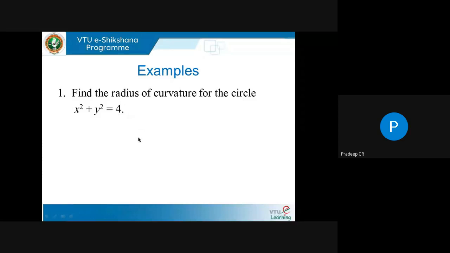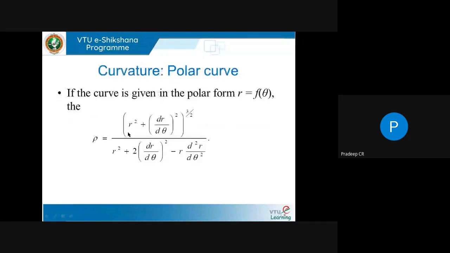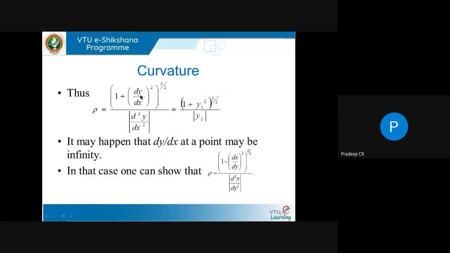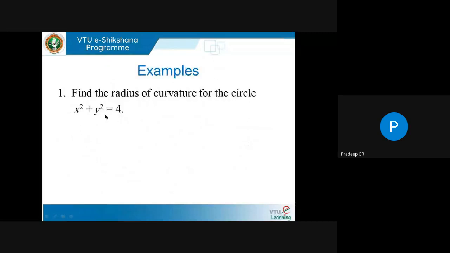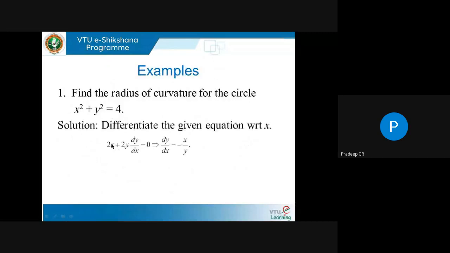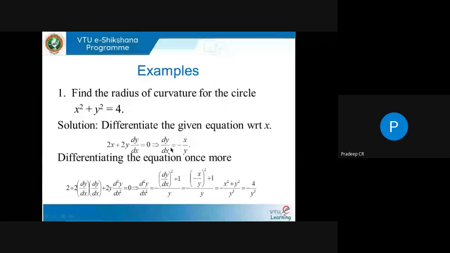So how do I find the radius of curvature? I need dy by dx and d square y by dx square. That's what I'm going to do here. So this is given: x square plus y square equal to 4. So I'll try to find dy by dx. That we have done already several times. If you differentiate this with respect to x, I'll get 2x plus 2y dy by dx equal to 0, which means dy by dx is equal to minus x by y.